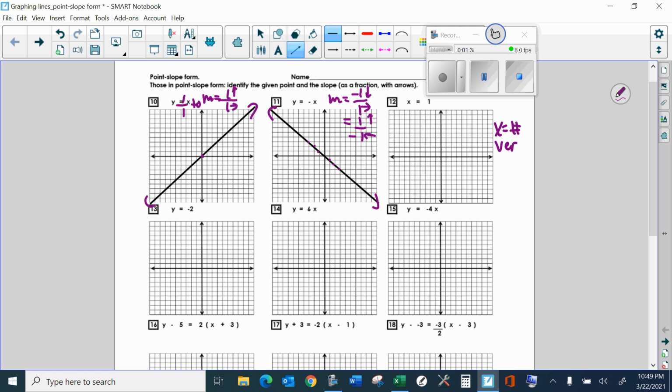x equals a number is a vertical line. You need to know that from pre-algebra. So there's x equals 1 right there. Arrows at the end. You put x equals 1 right next to it. Y equals negative x. Y equals x.